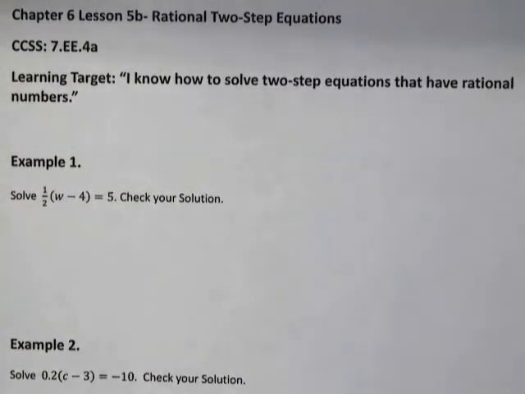All right, 6.5b now. This is two-step equations still. We're still doing two-step equations, except this time we're going to include rational numbers, okay? If you struggled with rational numbers at all the first time around, you might want to go back and check that video again, just to make sure that you got the hang of it.